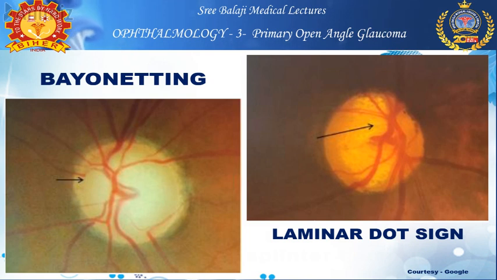Laminar dot sign is depicted in the second picture, in which the pores of the lamina cribrosa through which the axons go through are exposed due to extensive axonal atrophy.